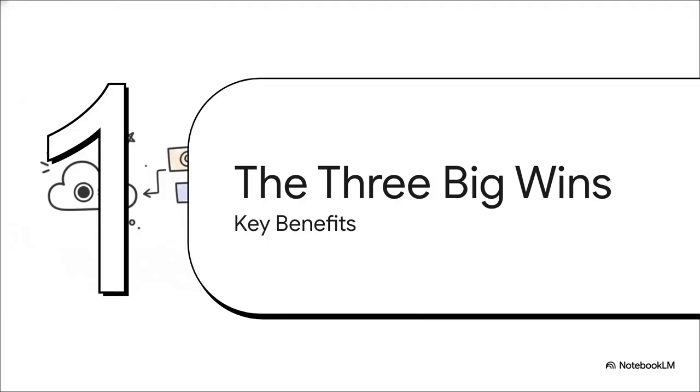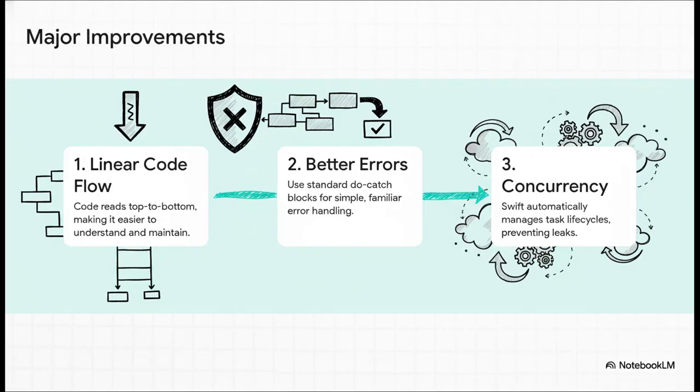So we've seen the what and the how. Now let's just really hammer home the why. Let's break down the 3 biggest wins you get when you start using async/await. So, number 1, you get a beautiful linear code flow. 2, you get way better error handling. And 3, you get this super powerful safety net called structured concurrency. Let's dig into each one real quick.